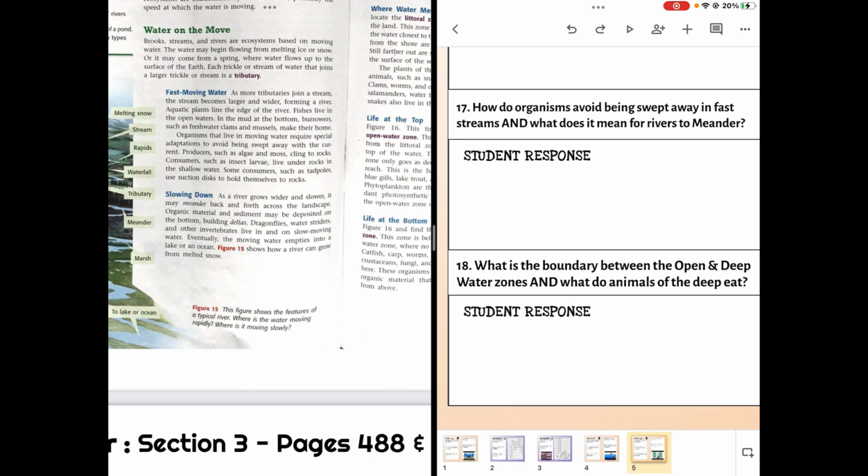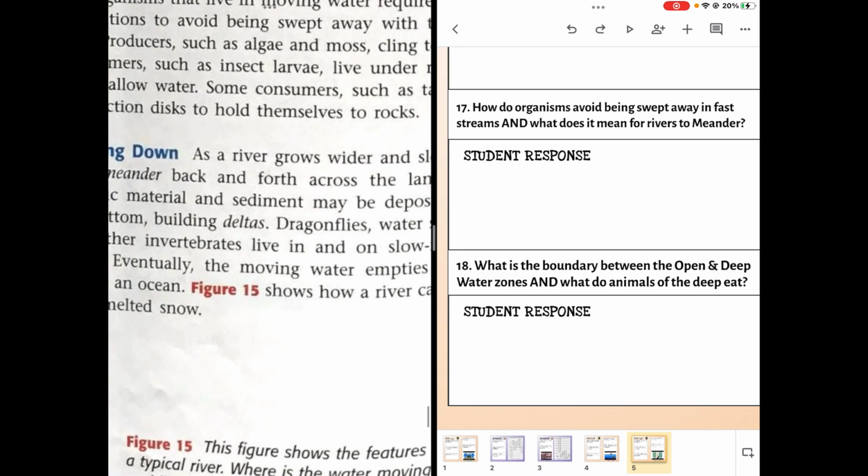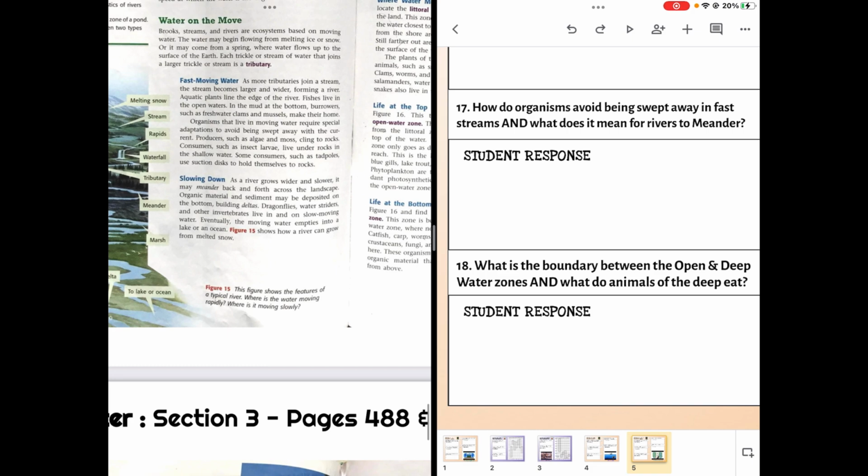How do organisms avoid being swept away in fast streams? So that's the fast-moving water paragraph. And what does it mean for rivers to meander? So we need the definition of meander, and there it is in italics. We also have a video we'll watch about that.